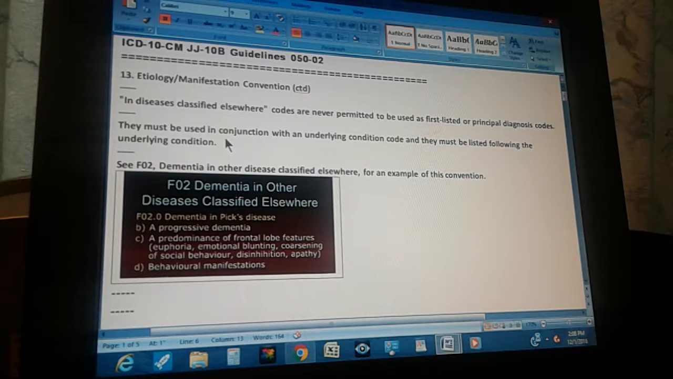In conjunction means together with an underlying condition code, which is the main cause of the problem, and they must be listed following the main problem or the underlying condition. Okay? Let's see F02, dementia in diseases classified elsewhere, is an example of this. So F02 is like an add-on code that needs a first diagnosis, a first code. That's our theory for today. Now let's do a problem. So ready, set, go.